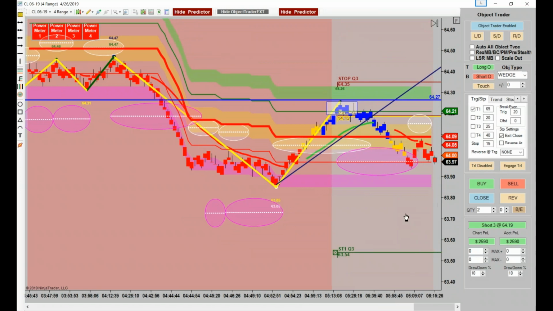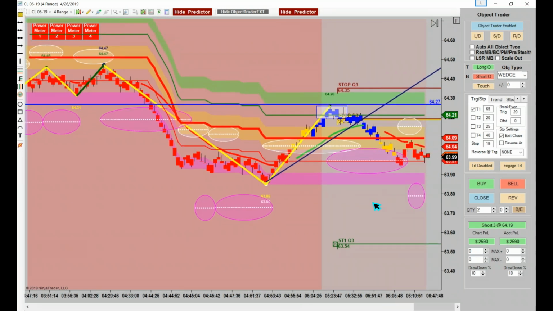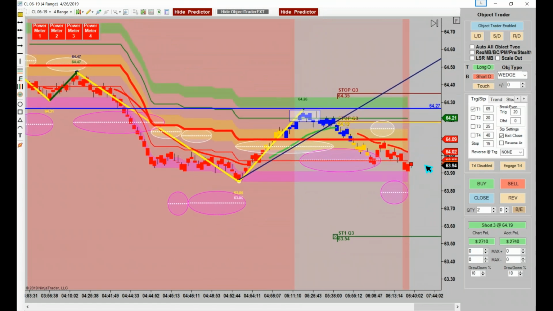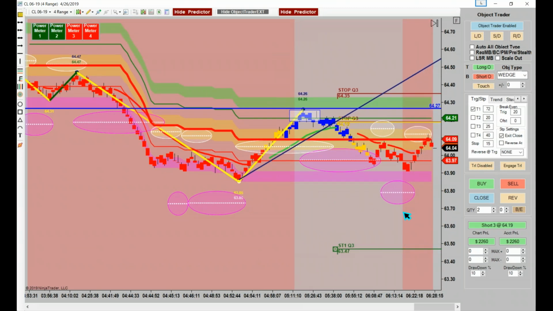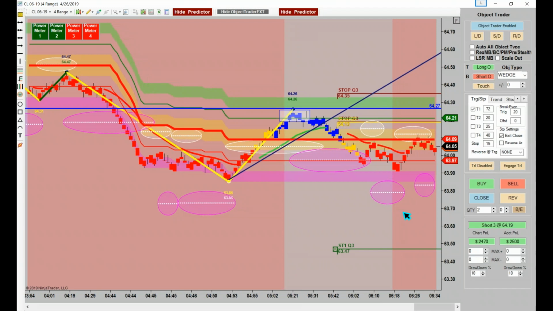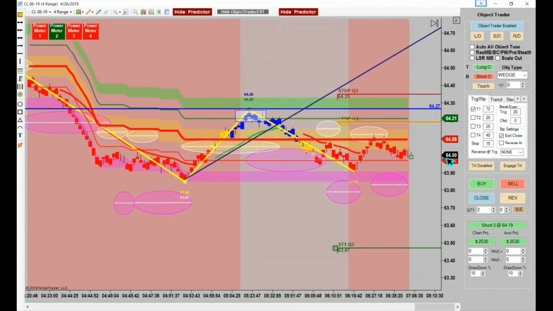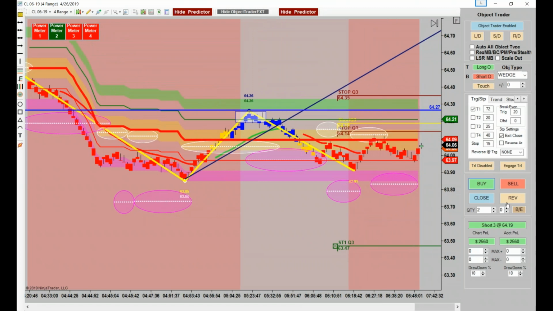Now, I wouldn't have turned on Object Trader and let it take the trade automatically, simply because I don't leave trades unattended. Okay, I don't think that's a smart way to trade. You leave a trade unattended and they'll get you. Okay, let's go ahead and put our stop here right now.